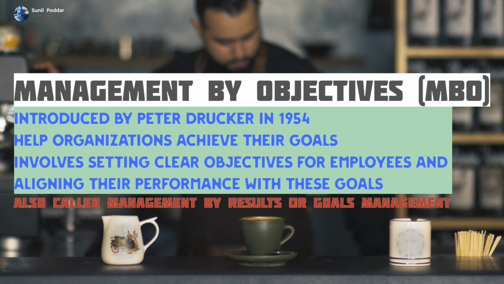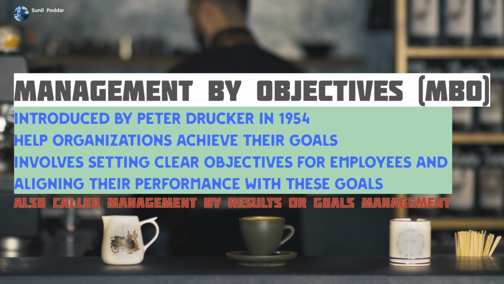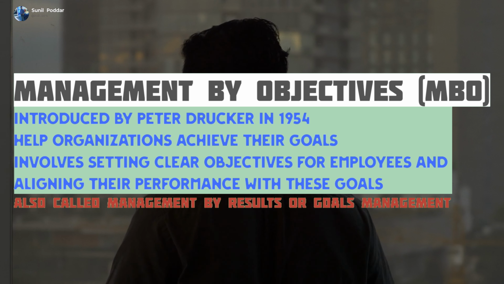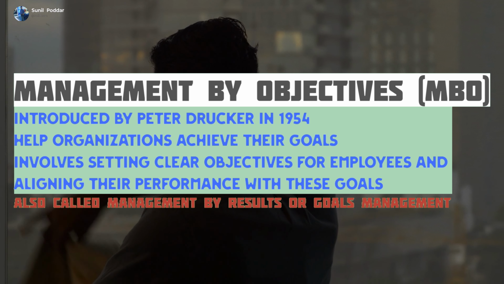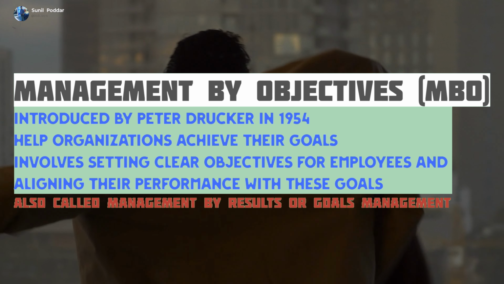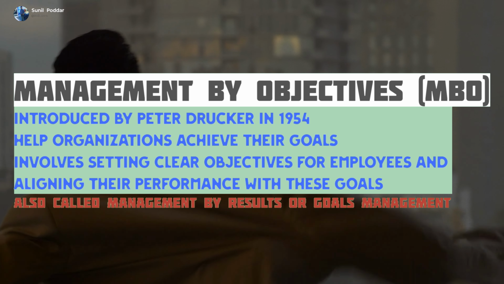Management by objective is a technique introduced by Peter Drucker in 1954 to help organizations achieve their goals. MBO involves setting clear objectives for employees and aligning their performance with the goals. It is also called management by results or goal management.